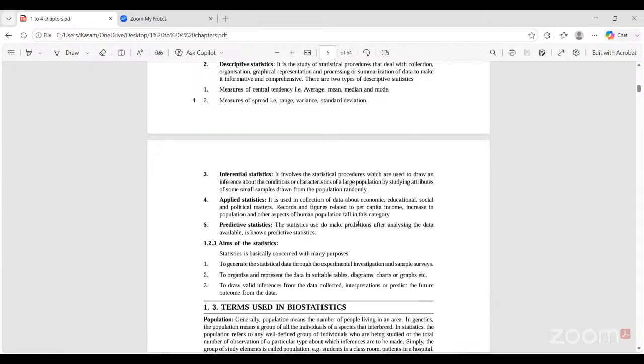This is applied statistics. Why? Because most of the people, suppose in Telangana, 4 crore people, are involved in economic, education, social and political matters. It covers a lot of matters, so we can call it applied statistics.